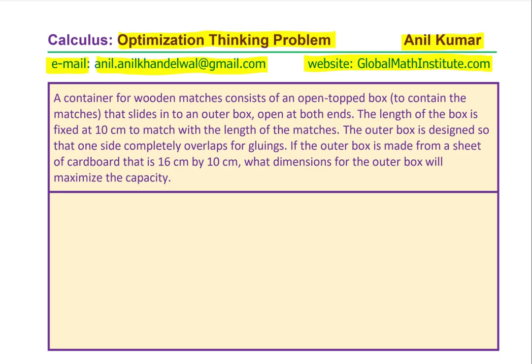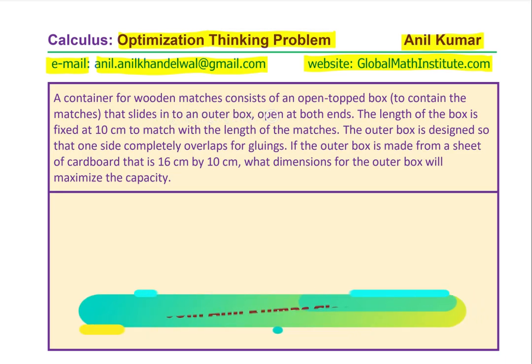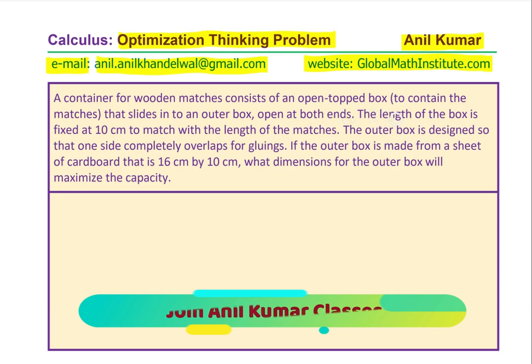Pause the video, copy the question, answer, and then look into my suggestions. The question here is, a container for wooden matches consists of an open top box to contain the matches that slides into an outer box, open at both ends. The length of the box is fixed at 10 centimeters to match with the length of the matches. The outer box is designed so that one side completely overlaps for gluing.